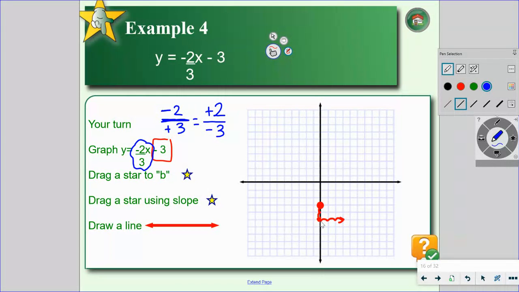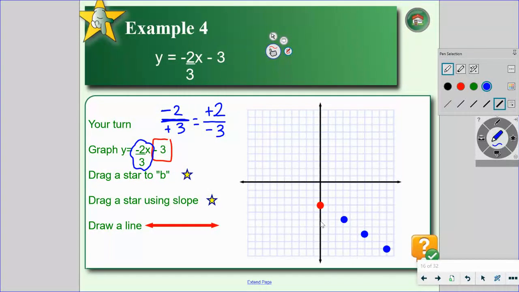Notice I always use disappearing ink there, folks. If you don't, please go back and do it very lightly and then erase your little hops, jumps, whatever you want to call them. Let's go again: go down 2 and to the right 3, go down 2 and to the right 3, and before you know it, I'm going to be off of the graph.